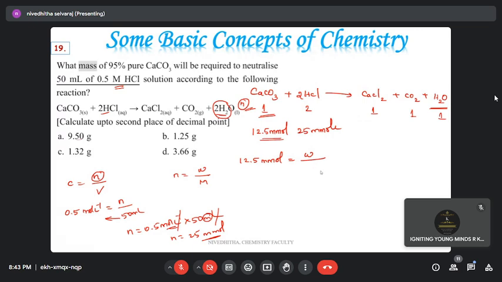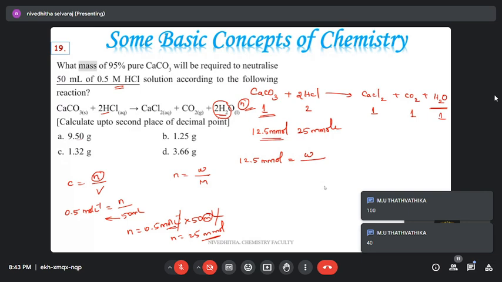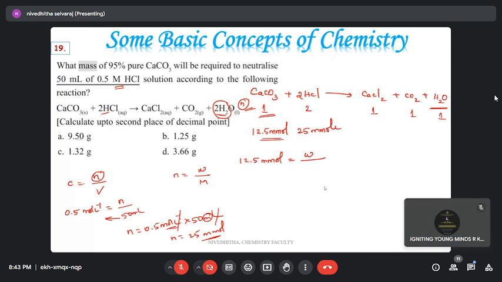Just calculate and tell me. What is the atomic mass of calcium? Atomic mass of calcium is 40. Carbon is 12. Oxygen's atomic mass is 16. So the molar mass of calcium carbonate is 100. Okay, so 100 gram per mole.